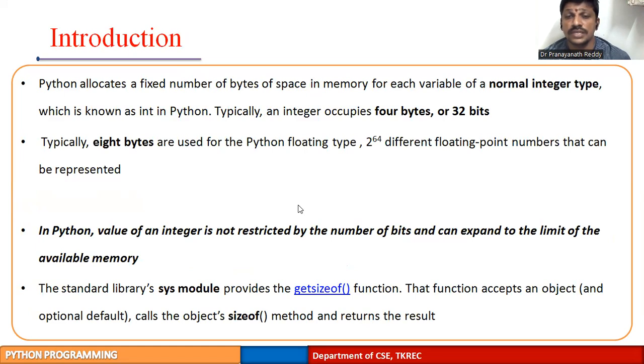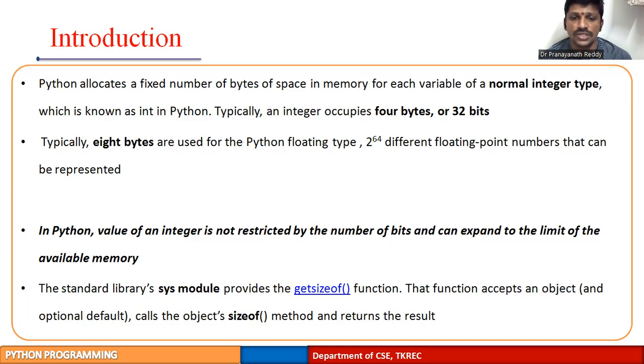So Python allocates a fixed number of bytes of space in memory for each variable of normal integer type, which is known as int. If you see an integer in C programming, you have 4 bytes, that is 32 bits. Okay, so it is limited there. Whereas in Python, we don't have a limit for int, because it is dynamically typed. At runtime, whatever value it takes, it can be expanded. So that is a major difference between C programming and a Python program.